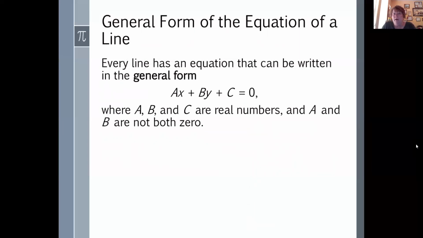The general form of the equation of a line is the form when you get everything on the left-hand side and 0 on the right. Every line has an equation that can be written in the general form ax plus by plus c equals 0. A, b, and c are all real numbers, and both a and b cannot equal 0.